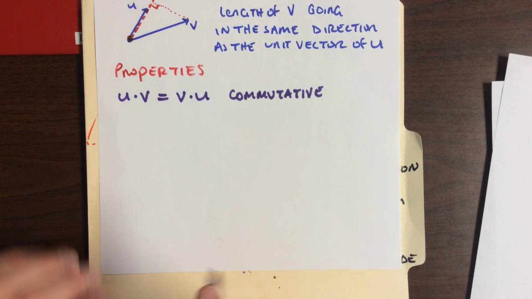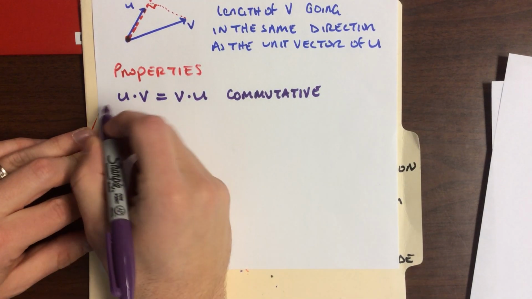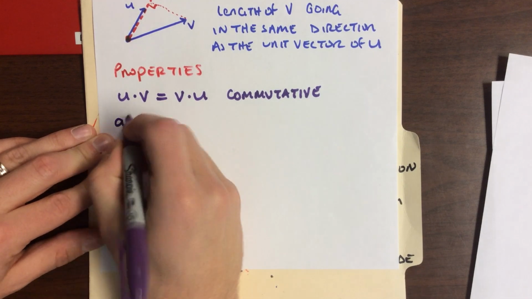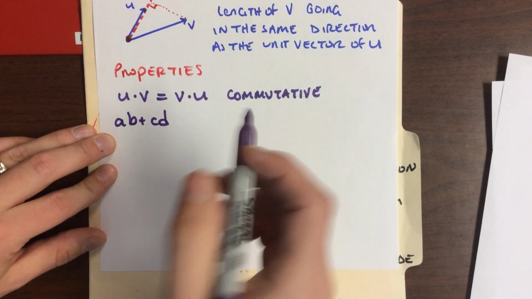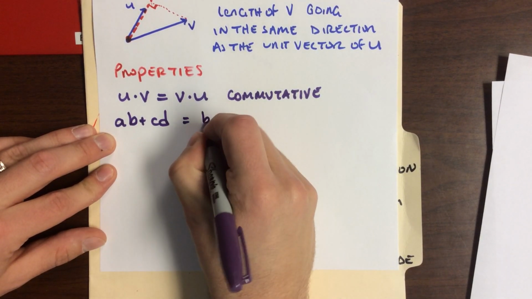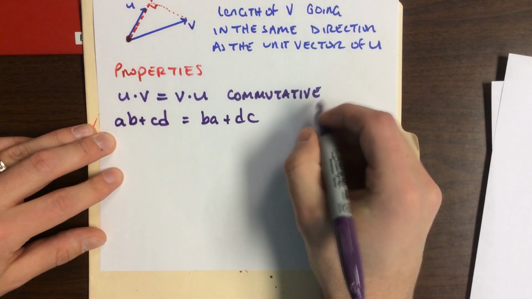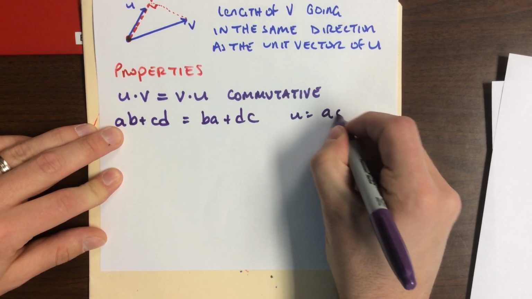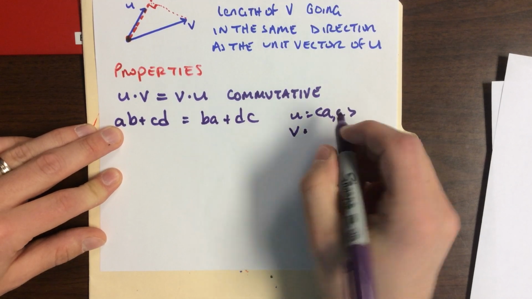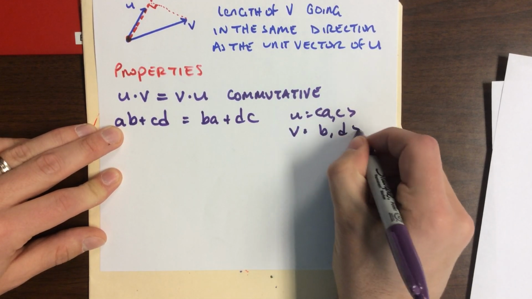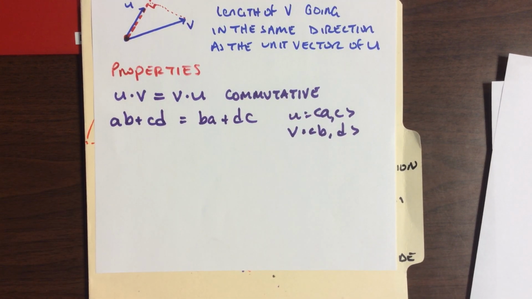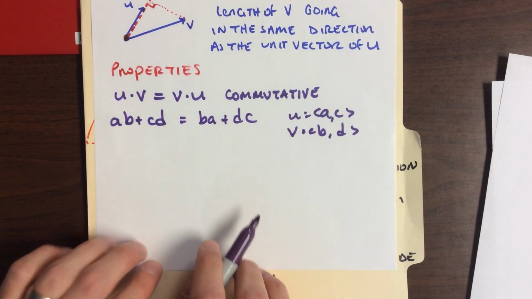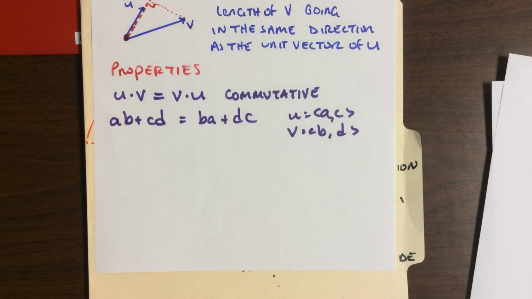It's multiplication. So this would be AB plus CD, equals BA plus DC if U is AC and V is BD. So that's the same as that, because multiplication is commutative. Should we prove it? Hey, there's the proof. We're already done. That is your proof. That is a proof.